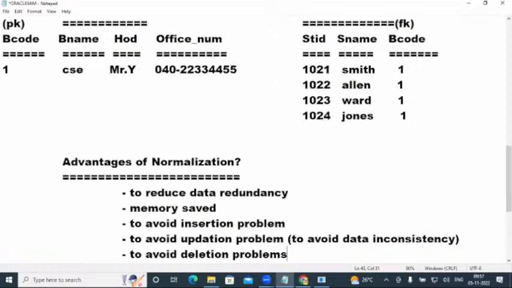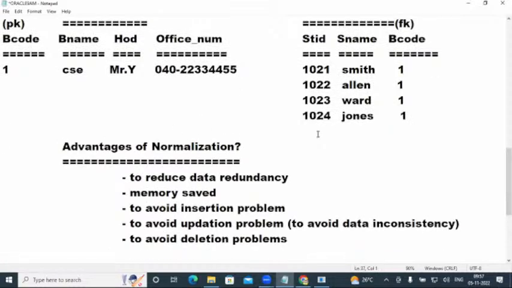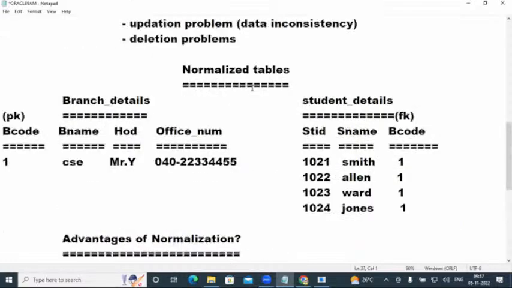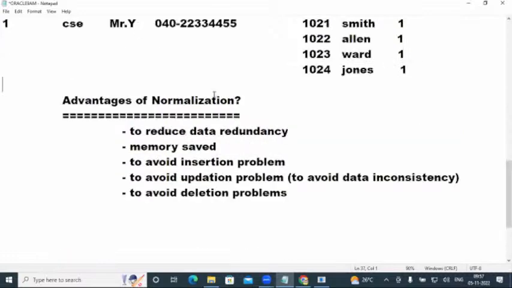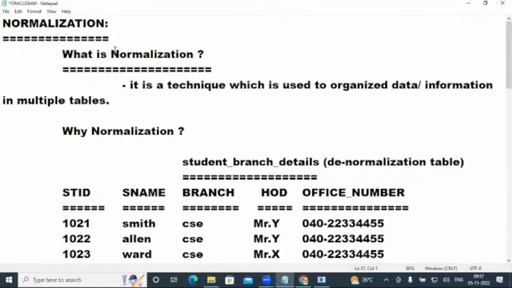These are called the advantages of normalization, once your table is in normalized format. Clear, all of you? What is normalization? Why normalization? Understand now? Normalization is required to avoid some problems, the problems I gave. All right, now write down these definitions first of all.